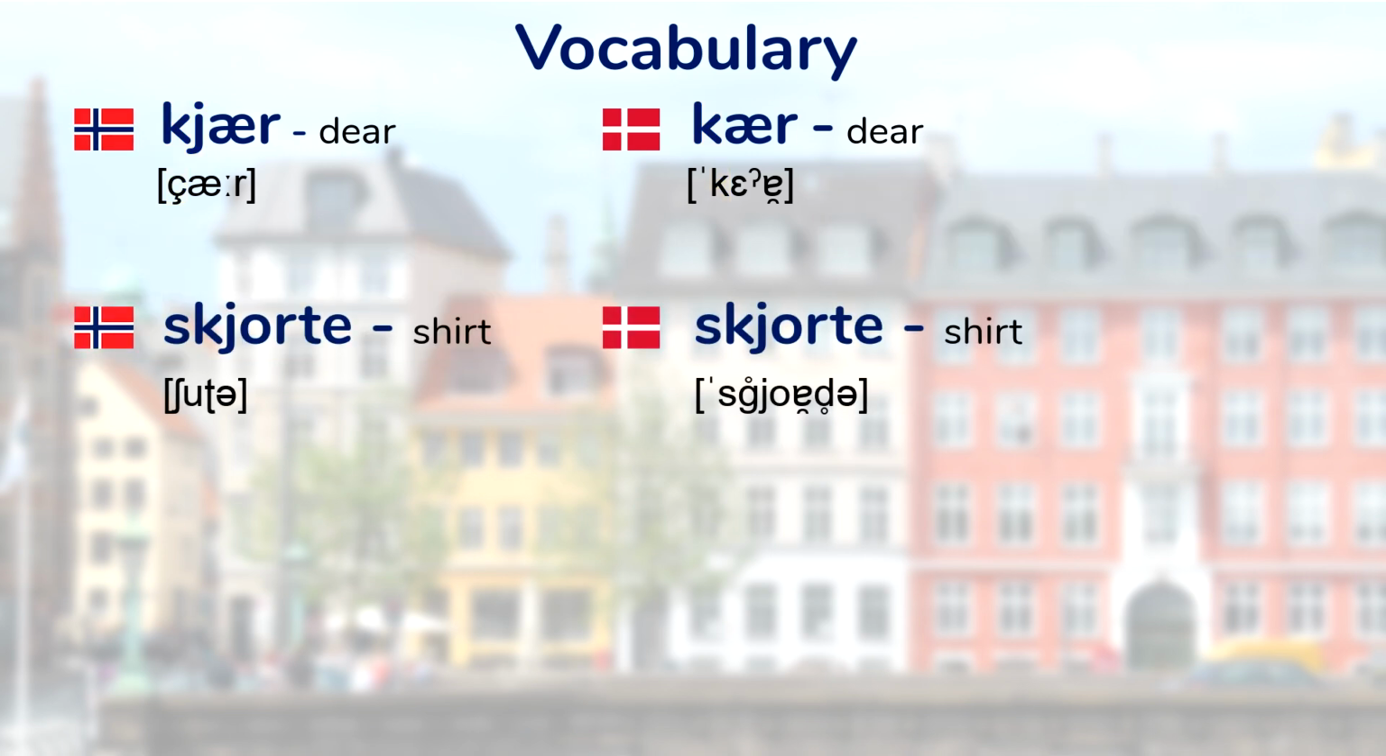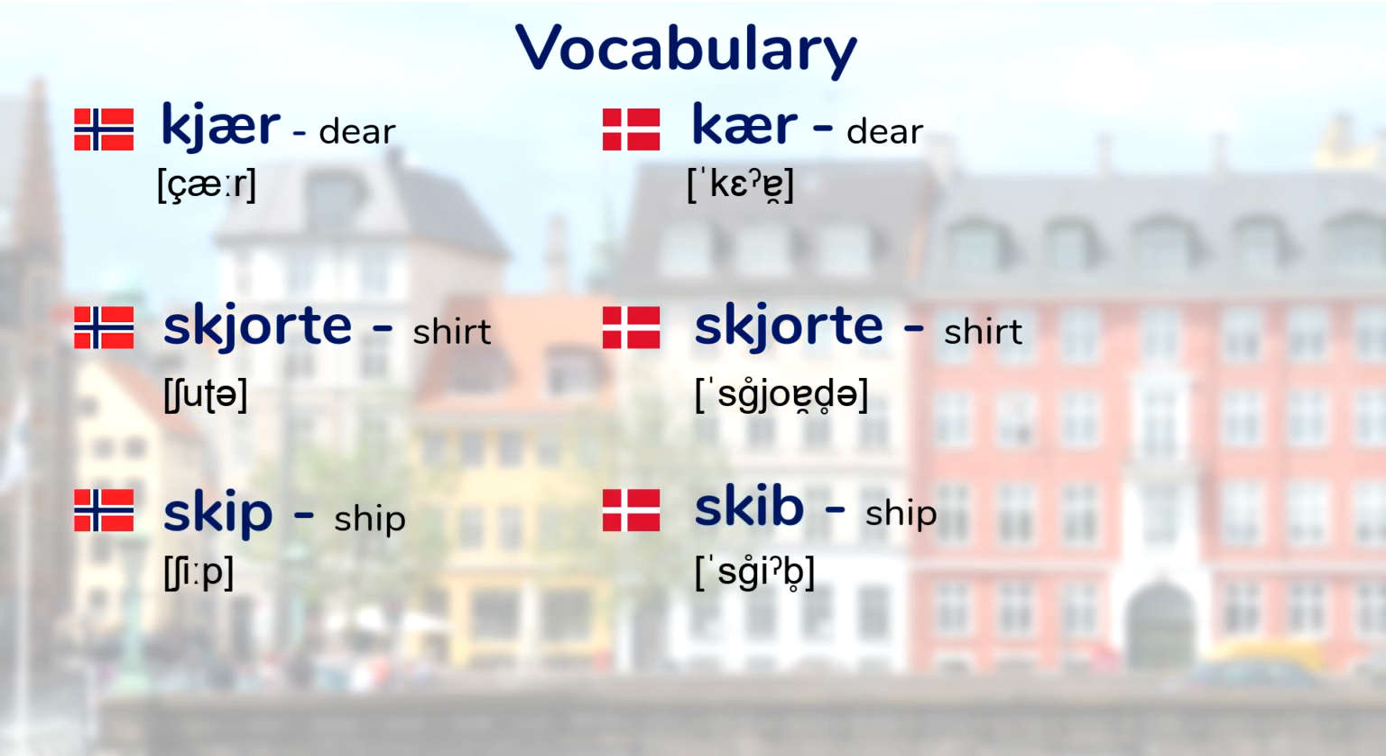These words mean shirt in Norwegian, skjorte, and in Danish, skjorte. Again, notice the difference in the initial consonant, this time represented by skj. In Norwegian, it's sh, while in Danish, it's sk. There's also a difference in the vowel sound. In Norwegian, it's more like u, while in Danish, it's more like o, because the Danish r, after a vowel, is pronounced as a vowel itself.